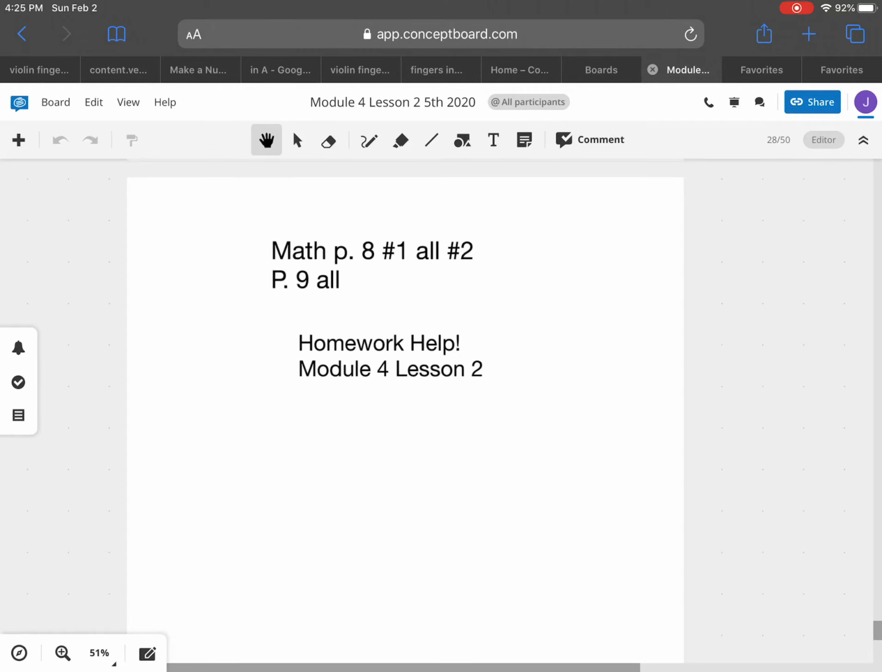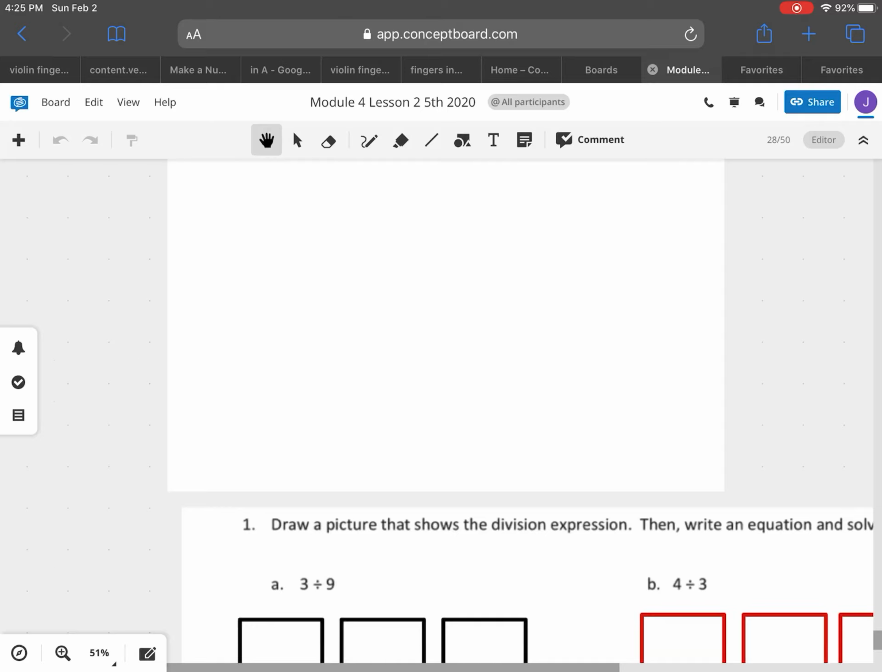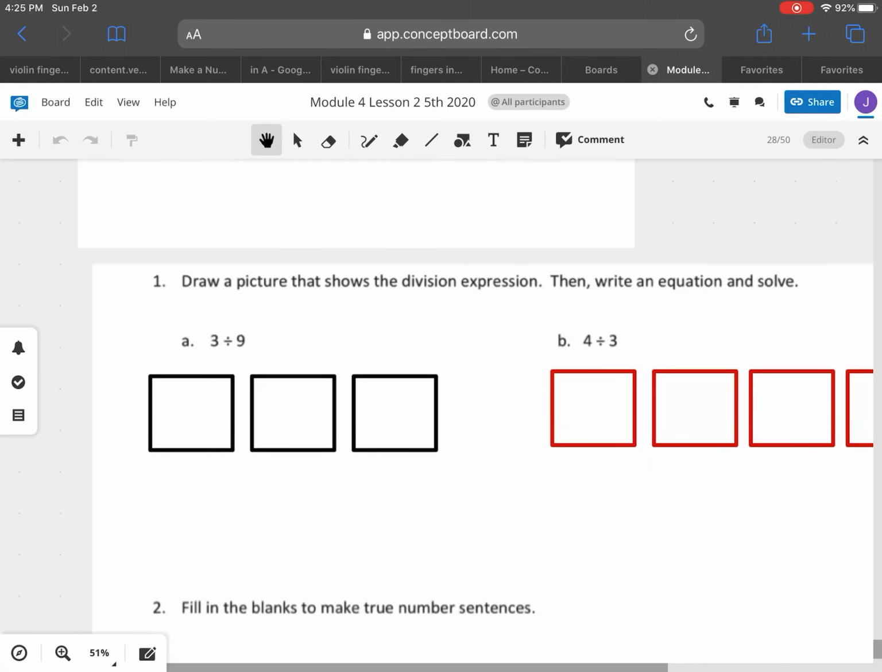All right, here we go. Homework help, Module 4, Lesson 2. Draw a picture that shows the division expression, then write an equation and solve.